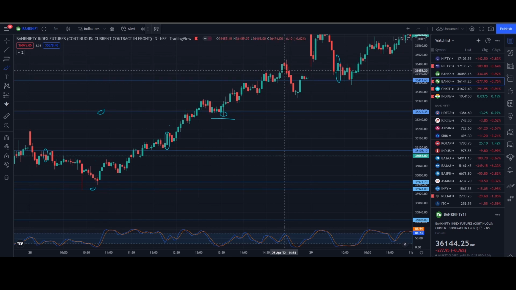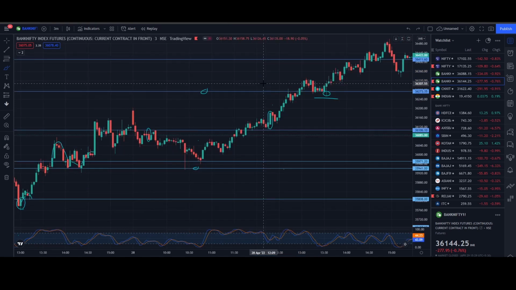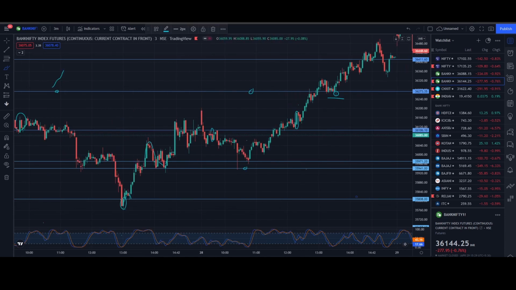But still I would have avoided any of the trades over here as a zone trader, and just be happy with the profit I have made by just sitting in the market and doing no trades between these 2 points. So that's it for the day.